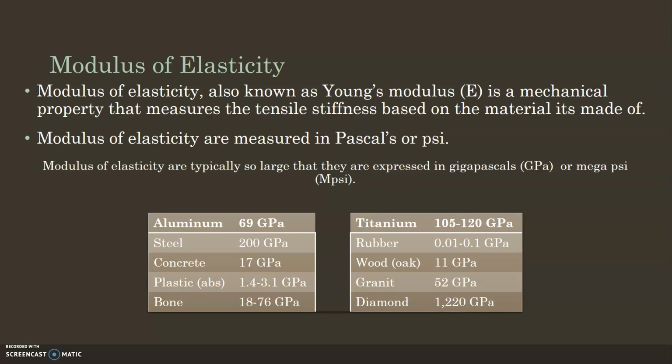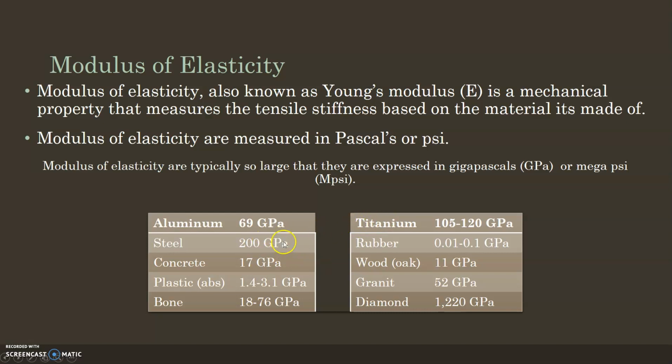Some of these are massively strong materials. You have steel at 200, titanium at 105 to 120. A lot of people think that titanium is stronger than steel. It's just that titanium is as light as aluminum but twice as strong as aluminum. So it's a misnomer. People think titanium is stronger, and it isn't.